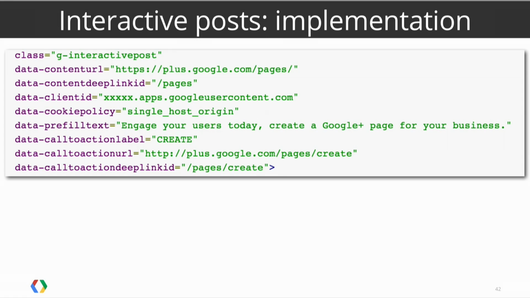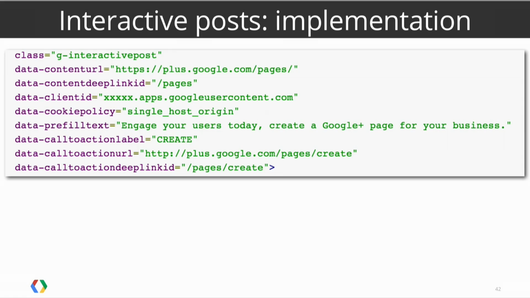Or, as you can see, it looks just like the sign-in button. In fact, it inherits a lot of functionality from the sign-in button, including things like the class field at the top. So you specify content ID, you specify content URL. This is where the user clicks and goes through. You get a deep link ID.